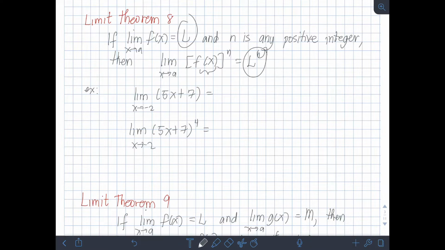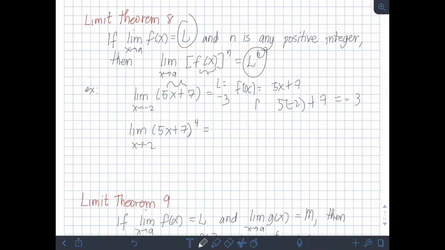Okay, so for example, limit of 5x plus 7 as x approaches negative 2. So itong function natin ay 5x plus 7. So using limit theorem 1, masasolve natin yung limit nito as x approaches negative 2 ay substitute nyo yung negative 2 dun sa x. So we have 5 times negative 2 is negative 10 plus 7 is negative 3. So therefore yung limit natin dito ay negative 3. Parang yun yung L natin.